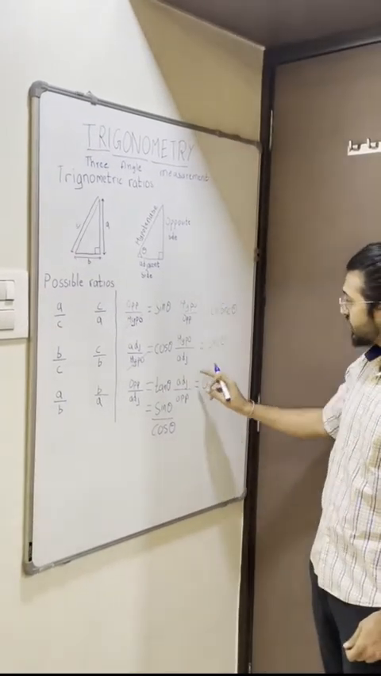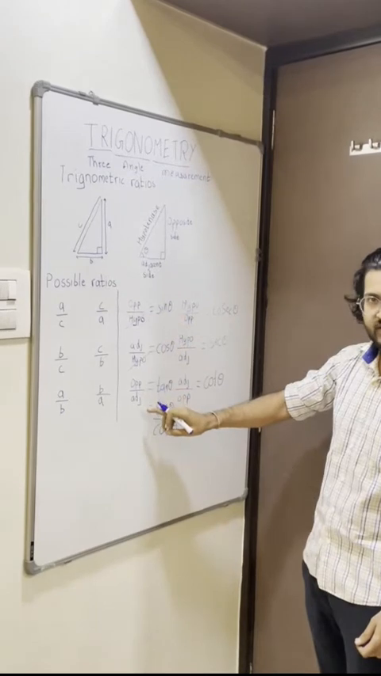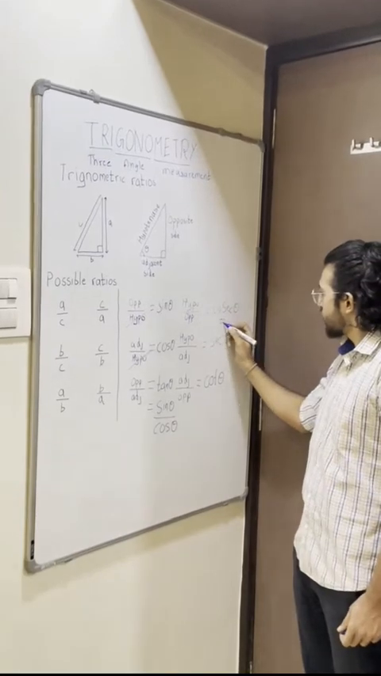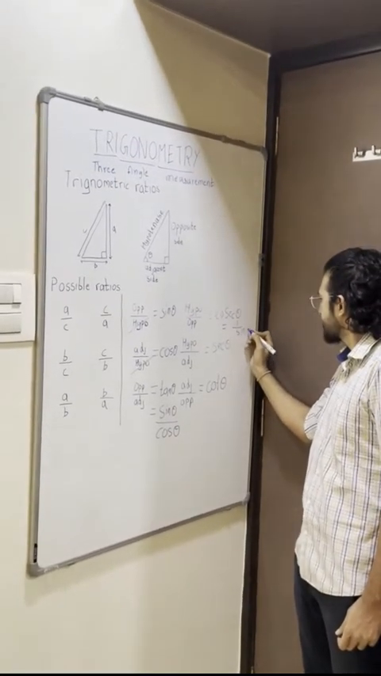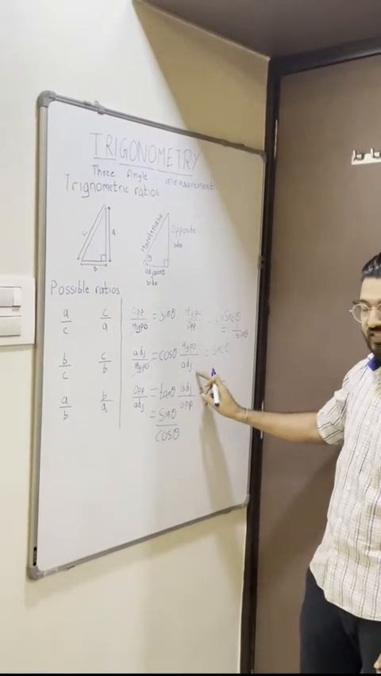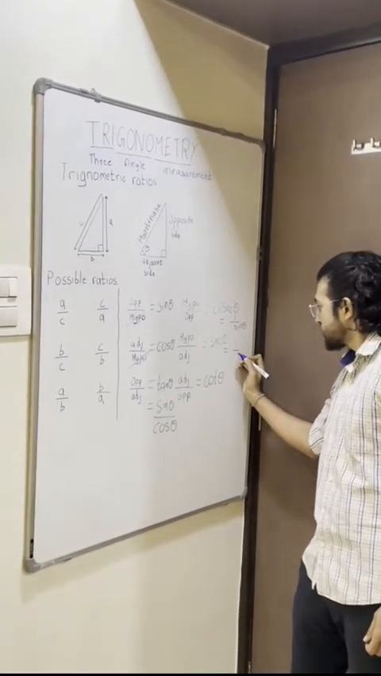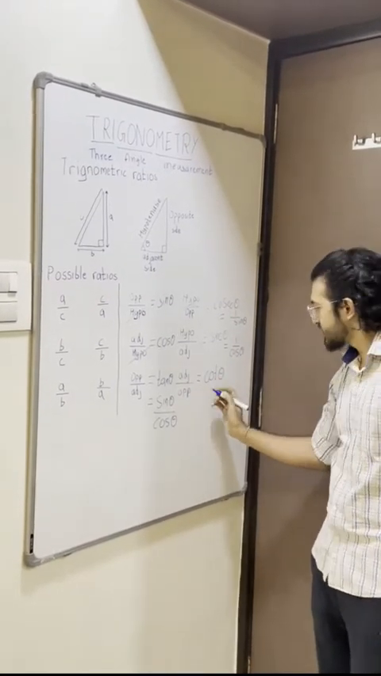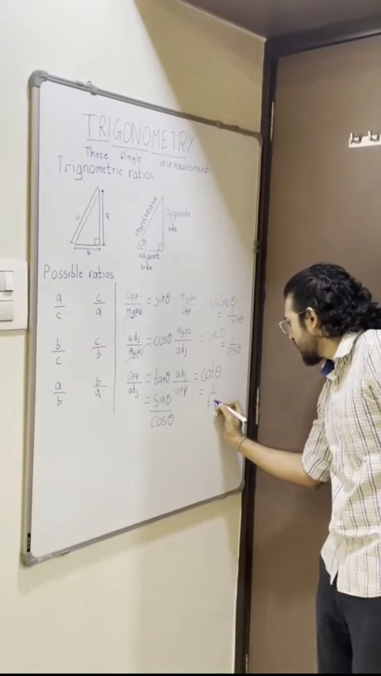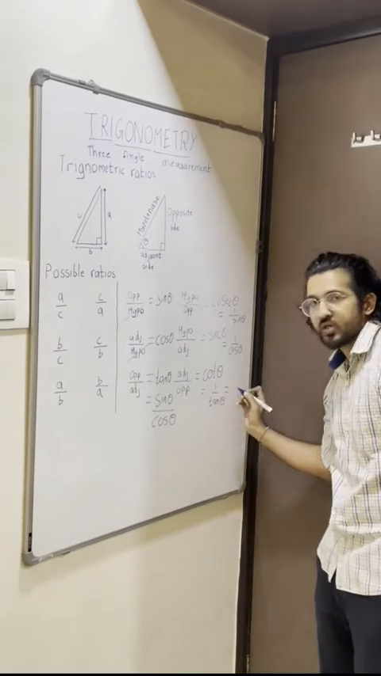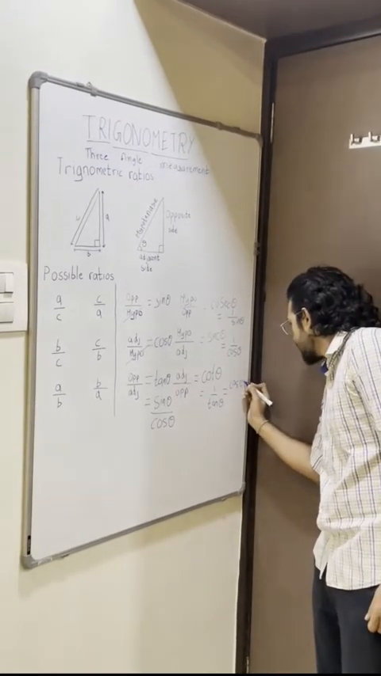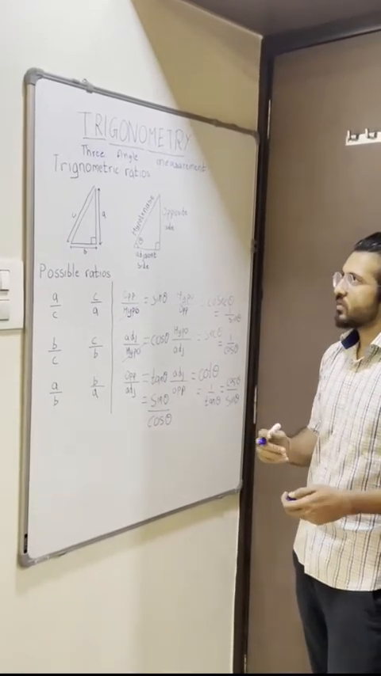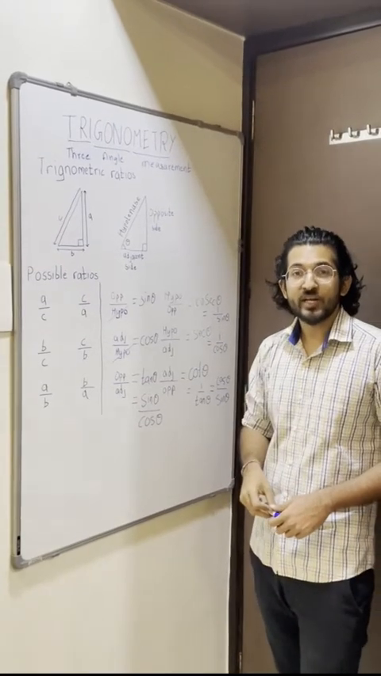As we all know, these last three ratios are reciprocals of the first three ratios. So we can say that hypotenuse upon opposite is also equal to 1 upon sin theta, and hypotenuse upon adjacent is equal to 1 upon cos theta, and this sixth ratio, which is adjacent upon opposite, is also equal to 1 upon tan theta, which is also equal to cos theta upon sin theta. So in total there are 6 trigonometric ratios.